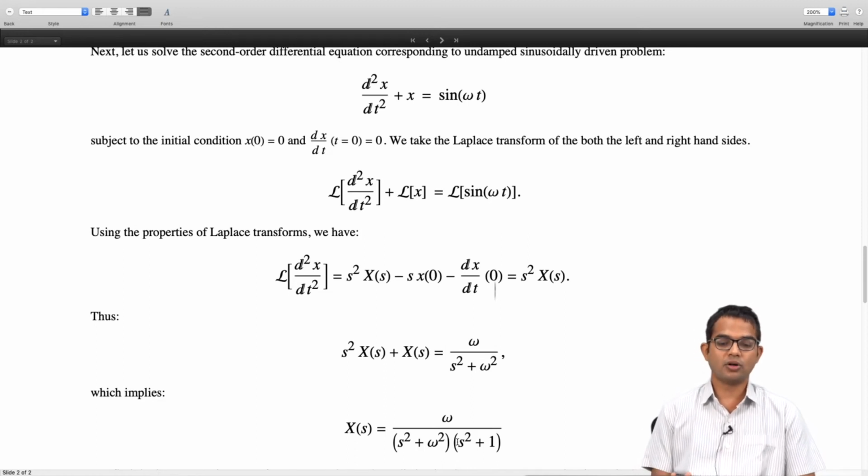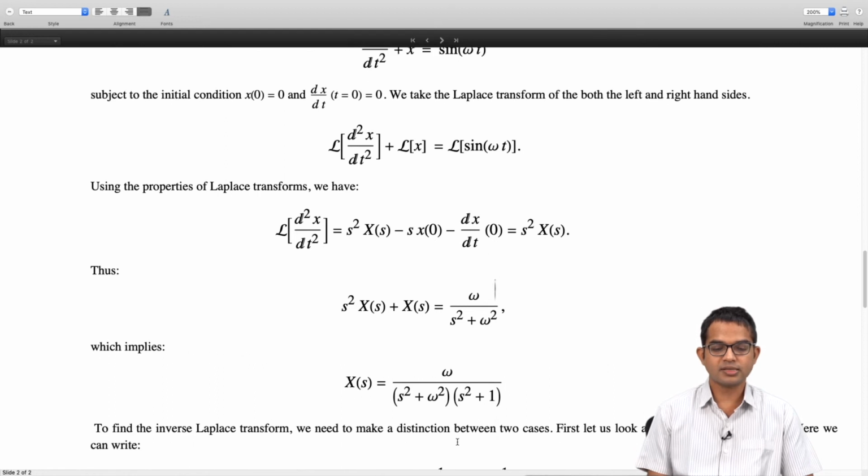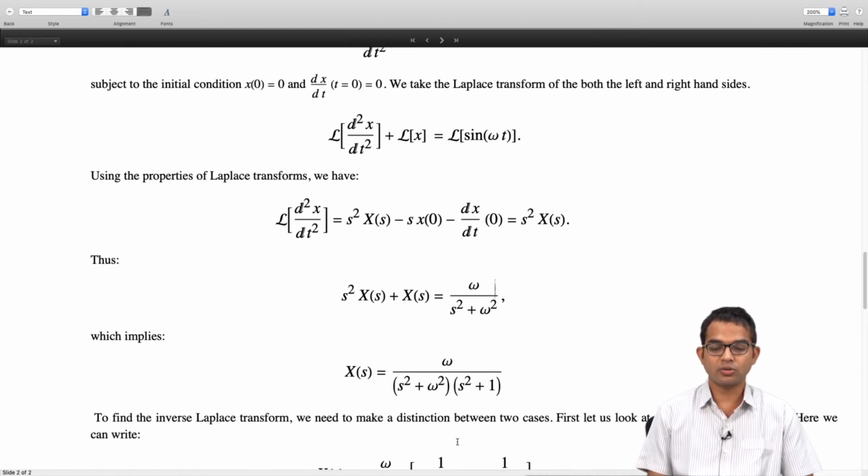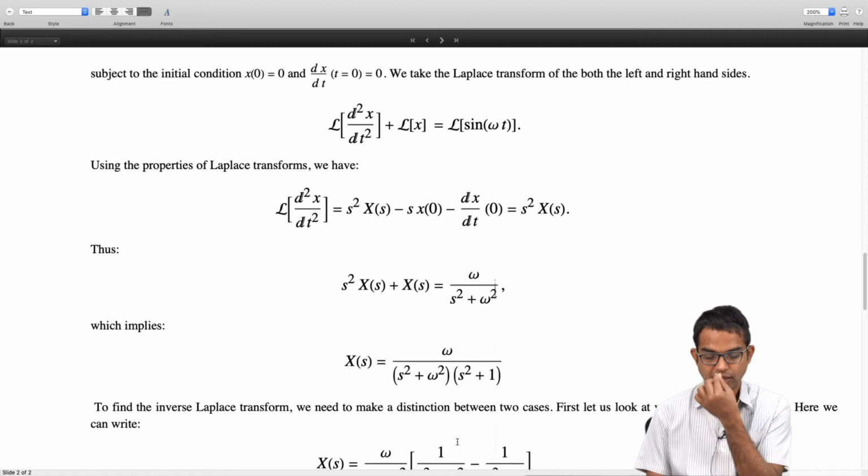Now, in order to find the inverse Laplace transform, we have to tread with caution here, right? There we have to make two separate cases: omega equal to 1 and omega not equal to 1. So let's first look at what happens if omega is not equal to 1.